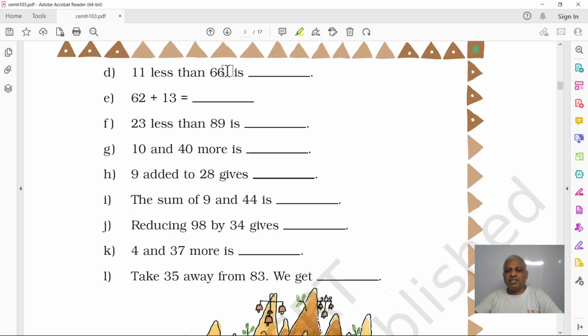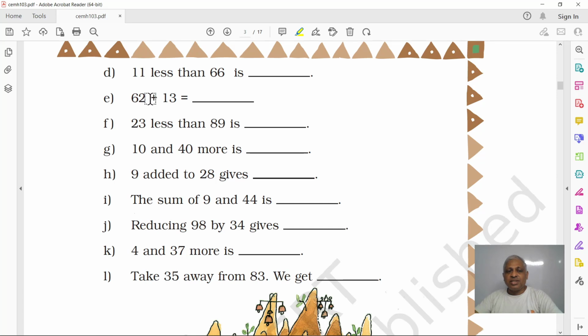11 less than 66 is. Guess the answer? 11 less means it's a minus. 66 minus 11 is. If you know the 11 table, then it will be easier. It will be 55. 11 fives are 55.